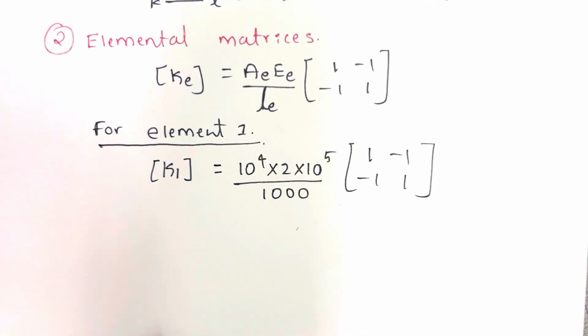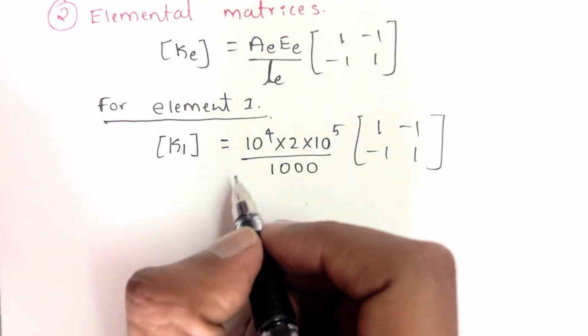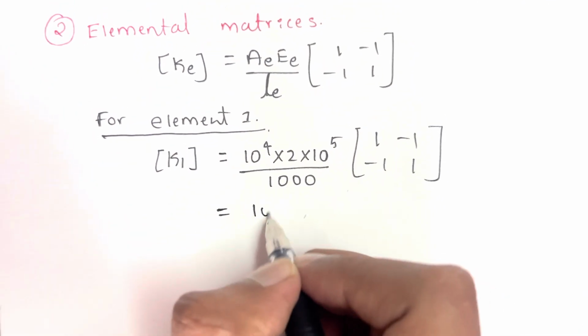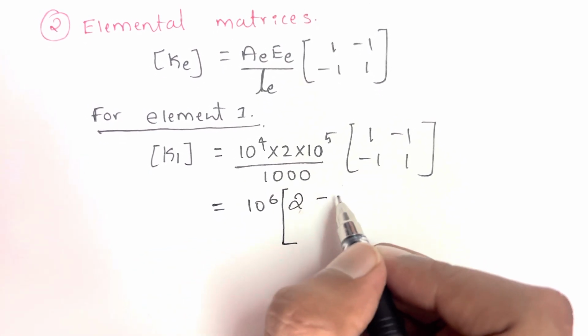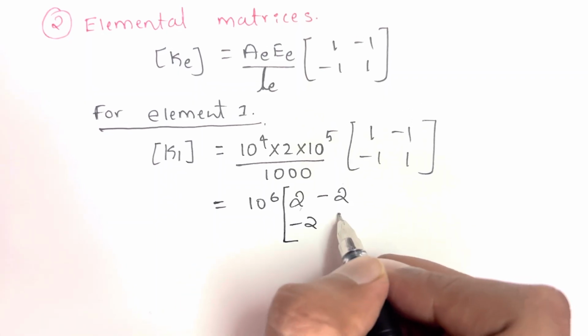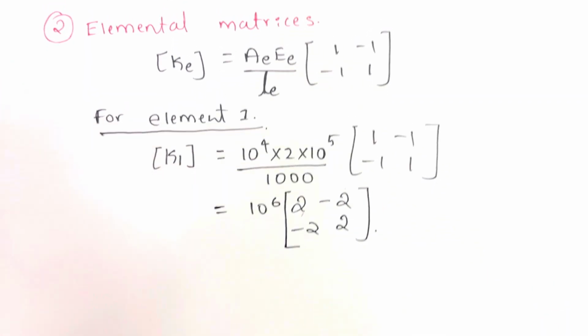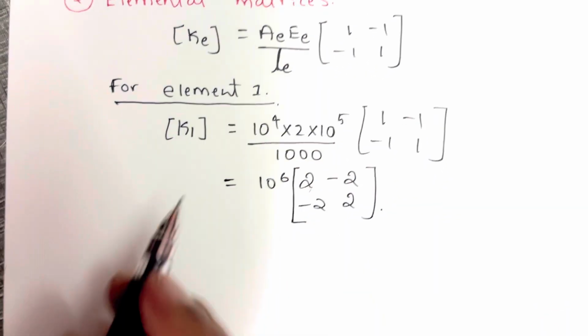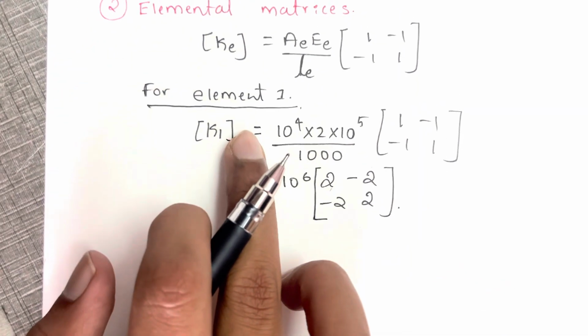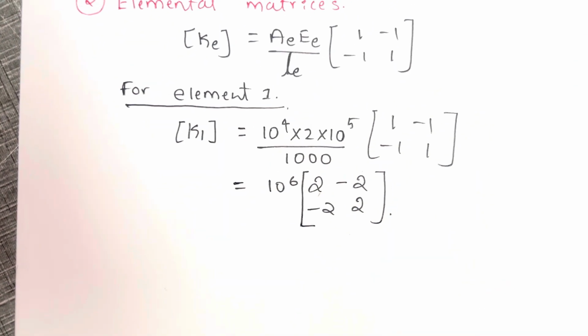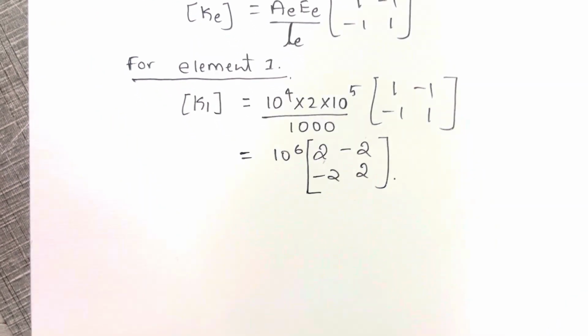Okay, so after solving this we will get 10 raised to 6 outside, matrix 2 minus 2 minus 2 2, and here we have only one element, so element 1 is enough. Now I'll go for the global stiffness matrix.